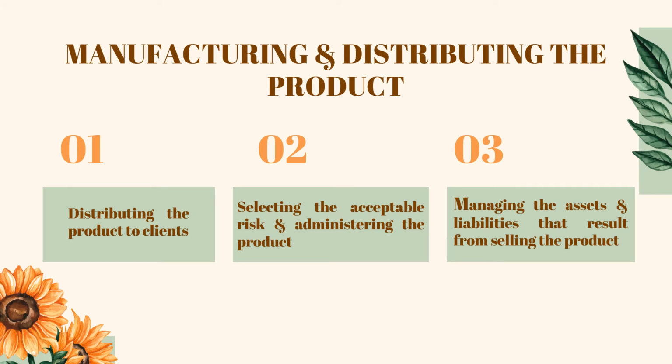The third stage is manufacturing and distributing the product. In this stage, we have 3 steps. The first step, we have to distribute the product to clients. Then, selecting the acceptable risk and administering the product. And the last step is managing the assets and liabilities that result from selling the product.